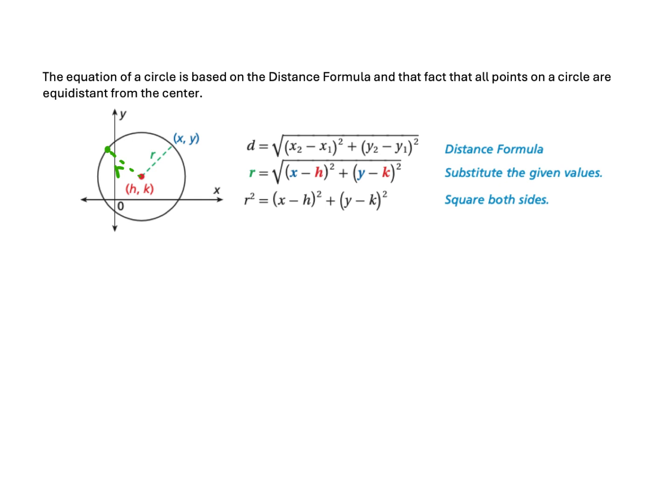Using the distance formula that we learned at the very beginning of this course, you can substitute the x2, y2 with the x, y, and the x1, y1 with the center point (h, k). When we do that, we end up with this formula right here. Then we can undo the square root by squaring each side to get r squared equals (x minus h) squared plus (y minus k) squared, where (h, k) are the coordinates of the center.